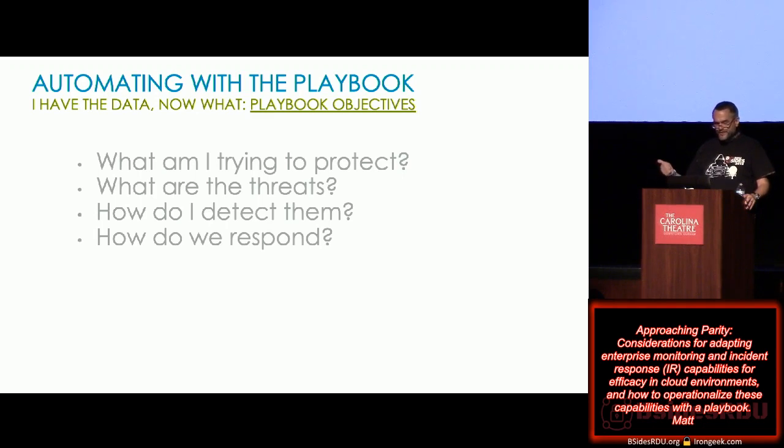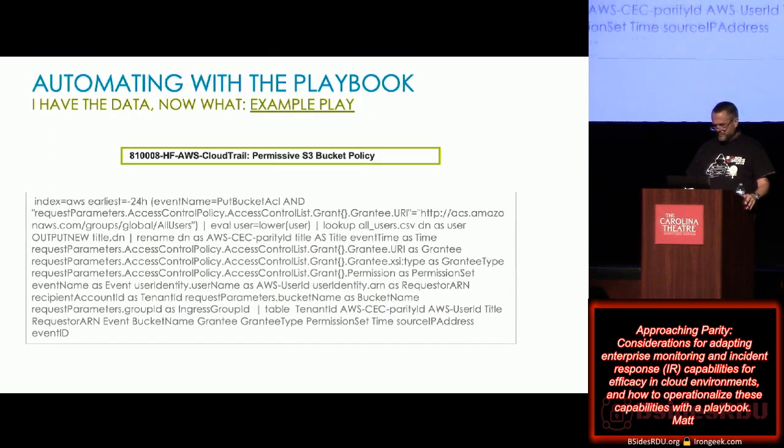Each one of those queries is written based on the questions that you see here. What am I trying to protect, right? What are the threats against it? How can I detect them? And then how do we respond when we see these things happen? So here's an example play, an actual Splunk query from one of our plays. We have over 200 plays deployed to monitor and protect our networks. This example play is based on AWS CloudTrail logs, and it alerts us to the application of an overly permissive S3 bucket policy, which everyone knows, if unchecked or unintentional, can result in data loss.